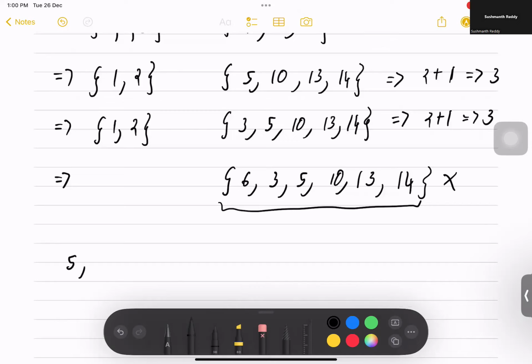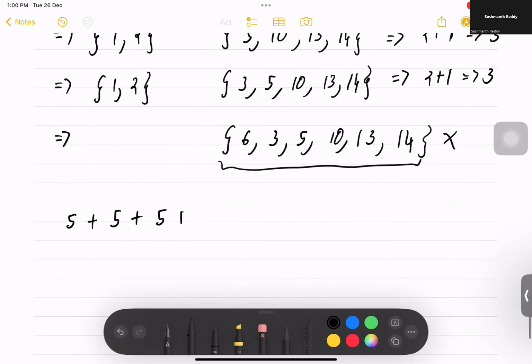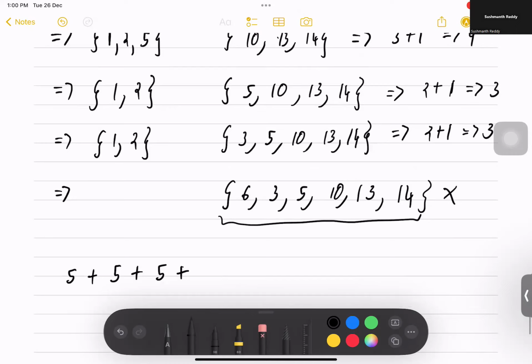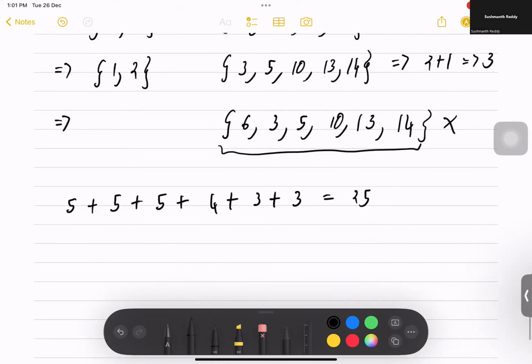number of incremovable subarrays are, for the first fixed suffix there were 5, second fixed there were 5, for the third fixed there were 5, plus for the fourth there were 4, for the fifth there were 3, for the sixth there were 3. So in total there are 19, 22, 25. In total there are 25 incremovable subarrays.